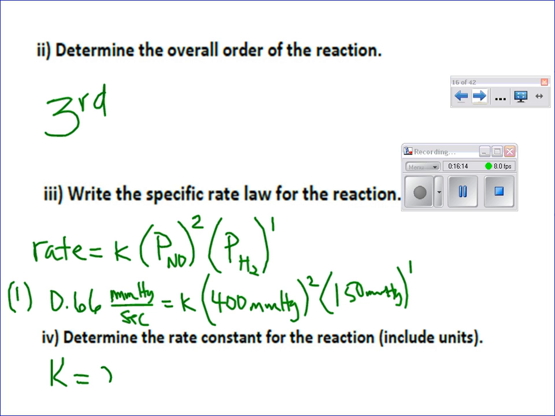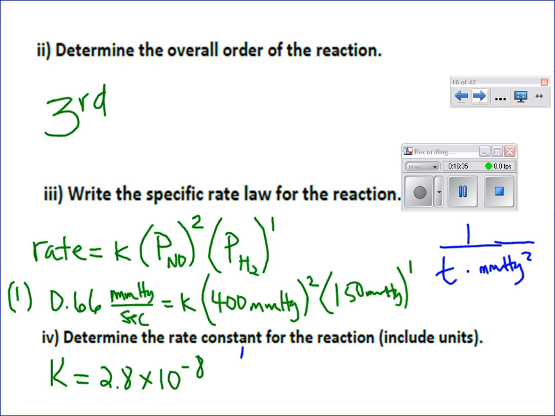3.8, 2.8 times 10 to the what? -8. Okay, let's talk about units. If I were to do it, let's do it the shortcut way first. Shortcut way is 1 over the unit of time. It's not molarity this time, it's millimeters of mercury, raised to 1 less than the overall order, squared.